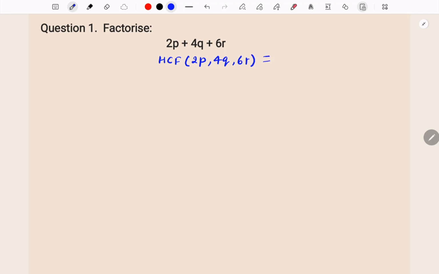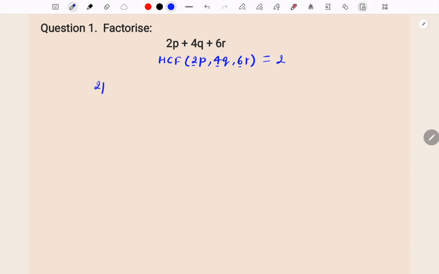First, let's start with the numbers. Here we have 2, 4 and 6. The HCF of 2, 4 and 6 is 2. And for the variables, we have p, q and r. Since there are no common variables, no variable will be included in the HCF. So the HCF is simply 2. So now our HCF is 2, so we will factor out 2.